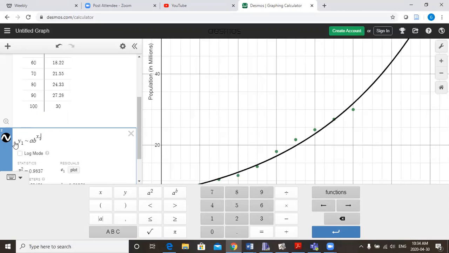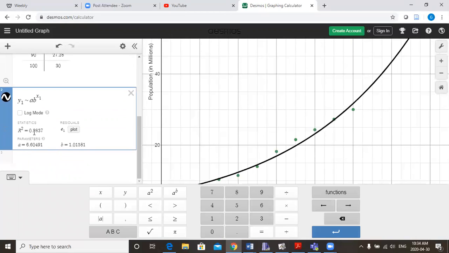Now you'll notice right away that there's an option called log mode. It's very important that we click that. The reason we click log mode is because it matches the algorithm that Desmos uses to the algorithm used by the Texas Instruments calculators, so it kind of matches what the graphing calculators would give. So we're just going to click that, and I'll scroll this down.